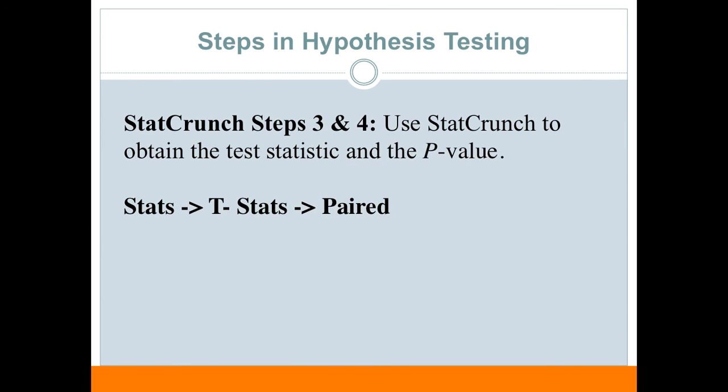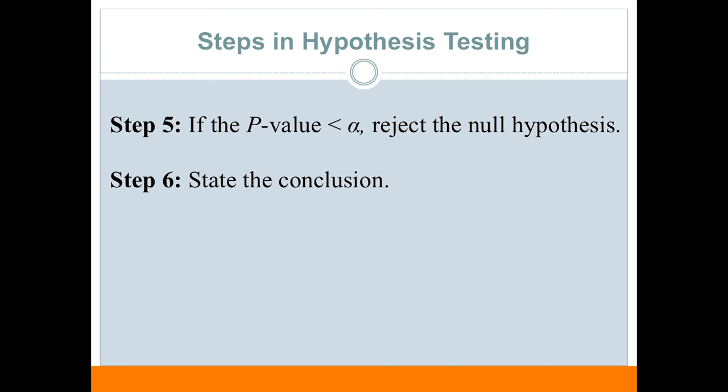Now we can also use StatCrunch in order to do steps 3 and 4, and it's pretty easy. It's just Stats, T Stats, so that was the same place that we went before for means, but instead of selecting one sample or two sample, you actually select paired because your data is paired. Now, if the p-value is less than alpha, you go ahead and you reject the null hypothesis, and then you state the conclusion in a full sentence.